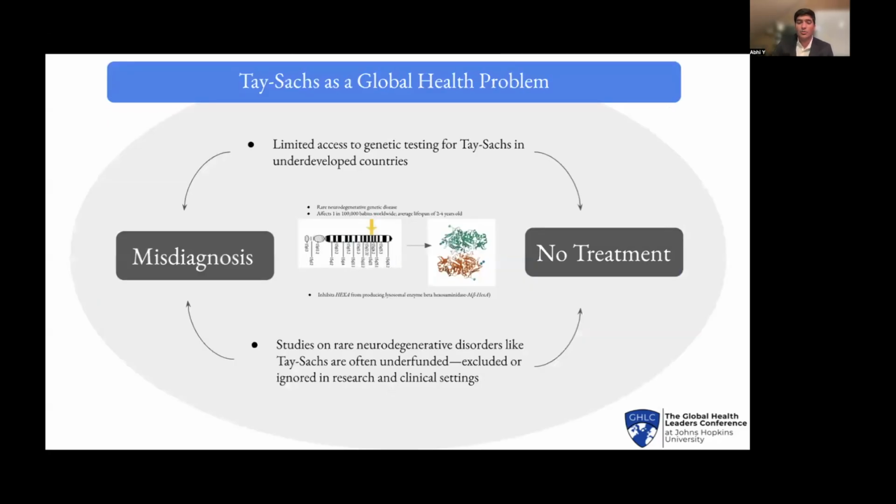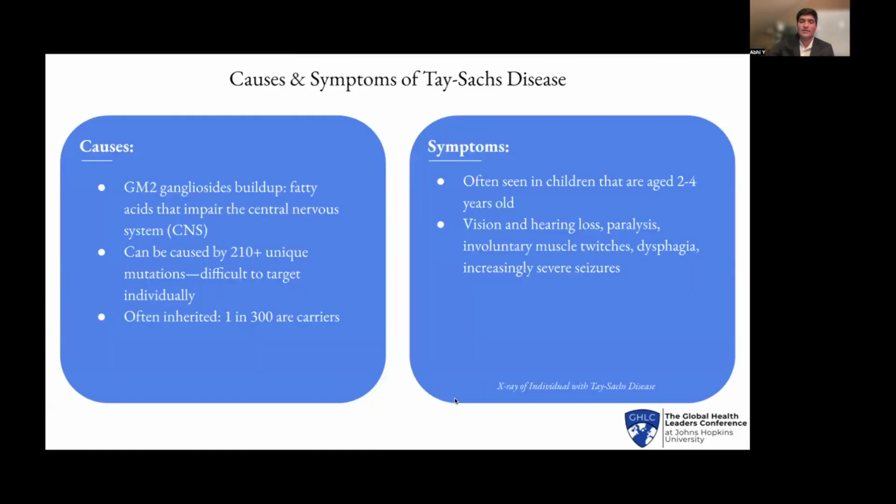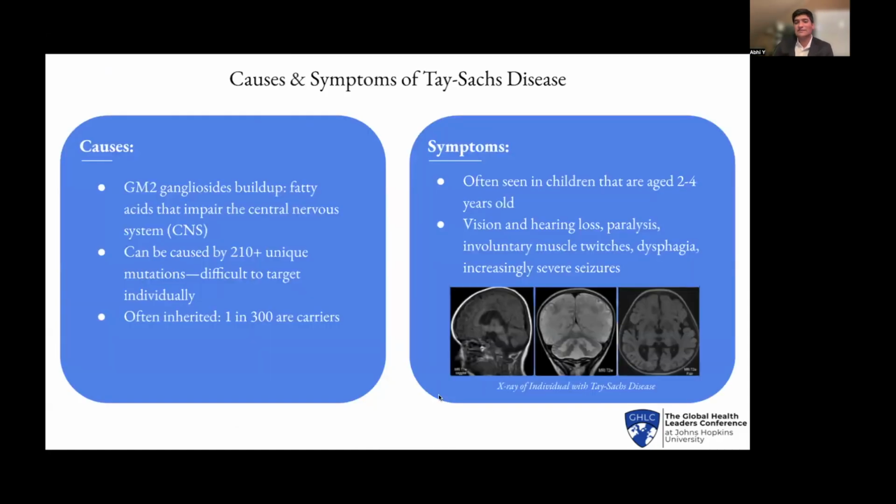Tay-Sachs is a global health problem. Because there's limited access to genetic testing for Tay-Sachs and several other rare neurodegenerative disorders in underdeveloped countries, this leads to no treatment, and therefore several scientists are not investing their time to study these disorders and find out whether there's a cure or some way of mitigating the symptoms. Because of the lack of gene testing, there is then misdiagnosis, and this often leads to a never-ending cycle.